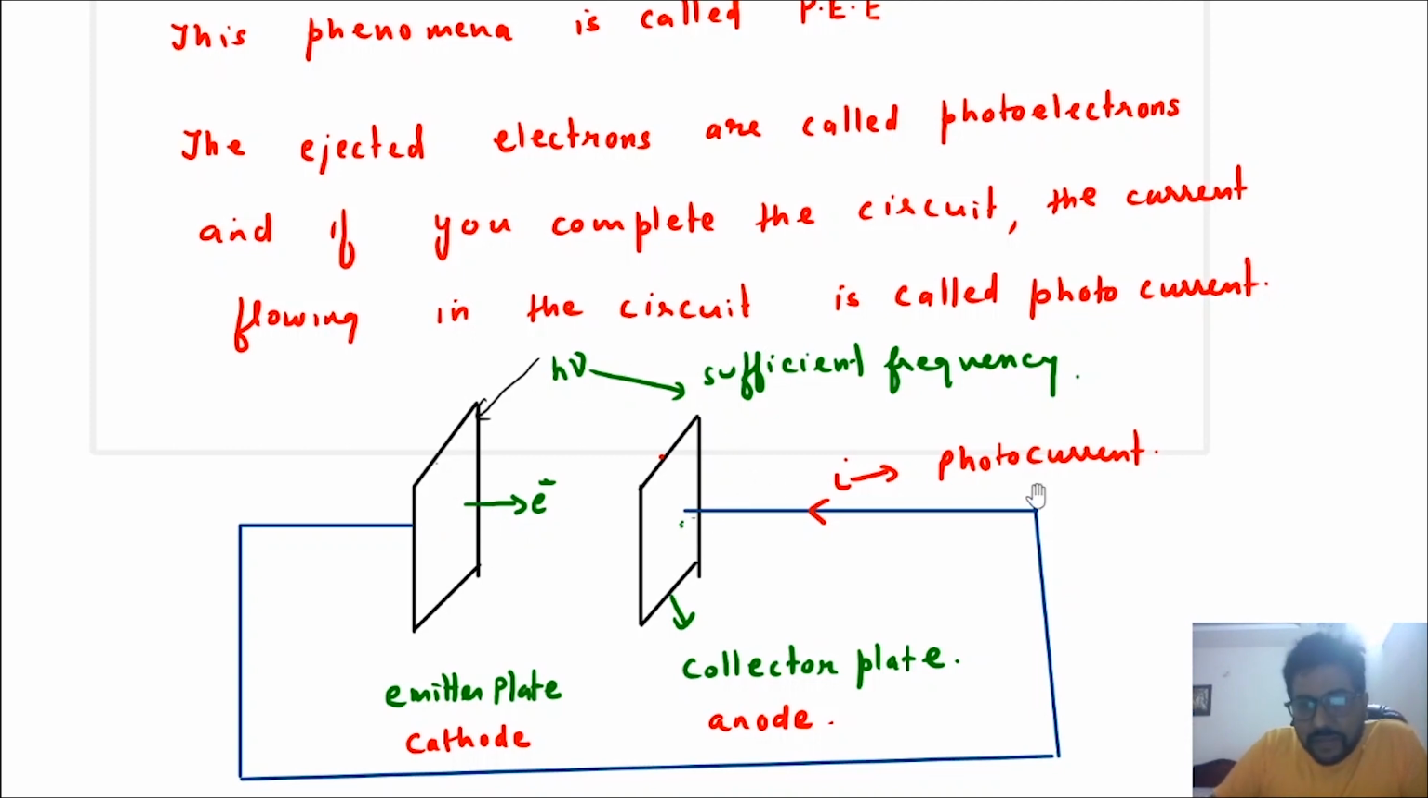And if you complete this circuit, then this electron will move like this, and the current will be opposite to the flow of electron, and you will say this is photocurrent. So this is called photocurrent. Now the plate from which the electrons are ejected is also called the emitter plate, which we also call the cathode. And the plate in which these electrons get collected is called the collector plate, which we also call the anode.